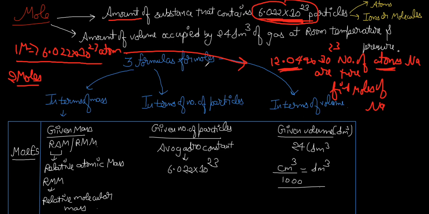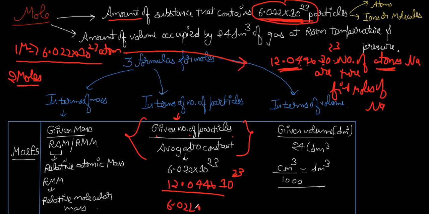Then if you do not want to do this method, you directly want the formula. So the formula is here for you as well. Given number of particles is 12.044 into 10 to the power 23. Divide that by 6.022 into 10 to the power 23. Cancel, cancel, cancel. So you'll be getting 2 moles. The same answer you can get using both methods. It's totally up to you. Both methods will give you the correct and same answers.